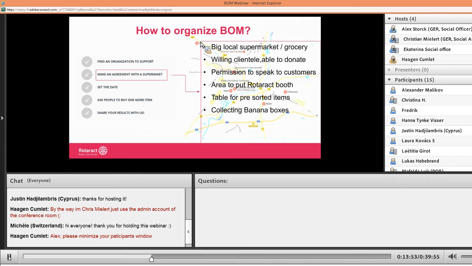Make an agreement with the supermarket. After you found an organization to support, you should look for some supermarkets in your city. I think it's not that hard. Every one of you goes shopping, so go to some of them. Some people are more open when you talk to them, like the boss of the supermarket. Some are less. You have to find out someone who is very cooperative to you. And of course, it should be a supermarket where a clientele goes to who can afford to donate. So maybe not the very, very low cost supermarket, but maybe with some valuable goods.